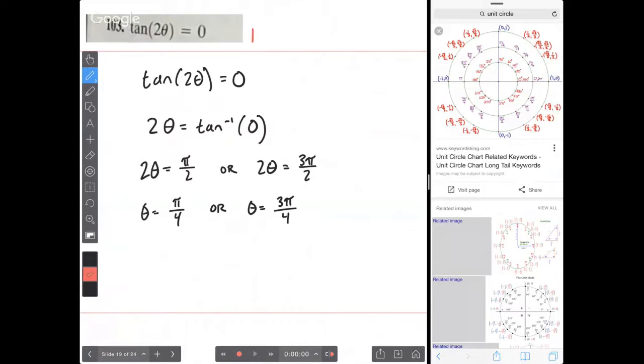And what's the period here? Let's see. The natural period of the tangent function is pi, and pi over 2. Cool. So these two values are separated by one period.